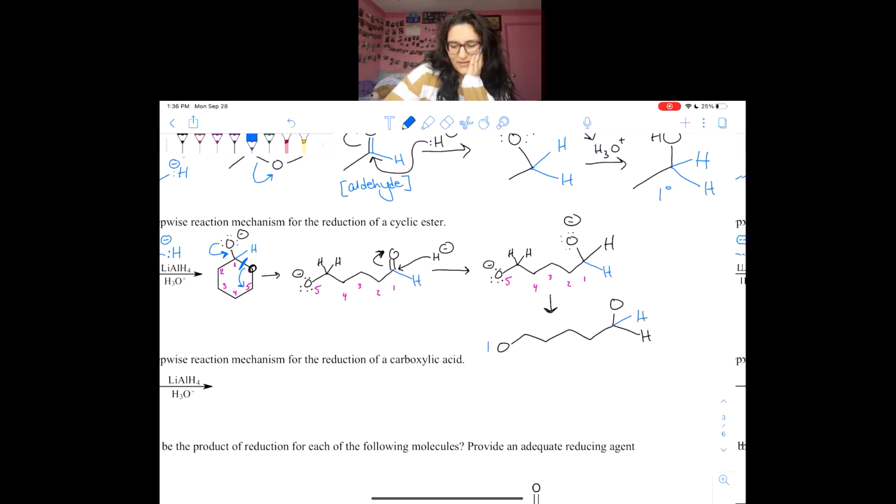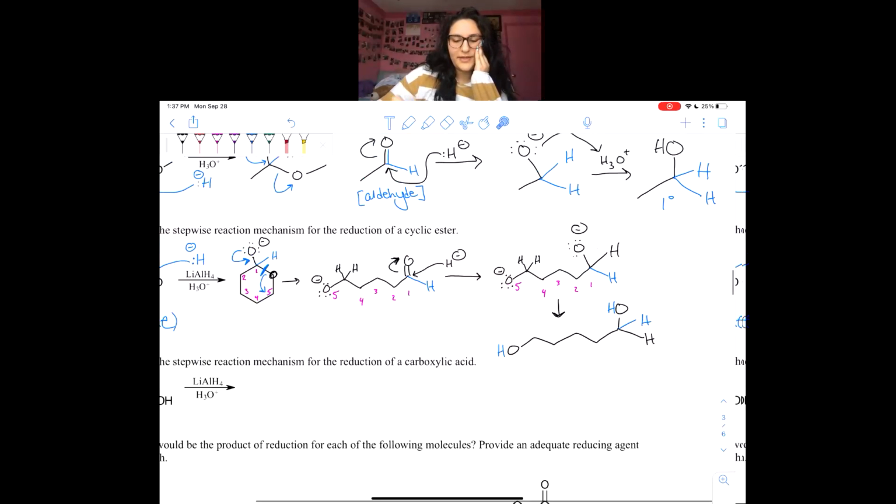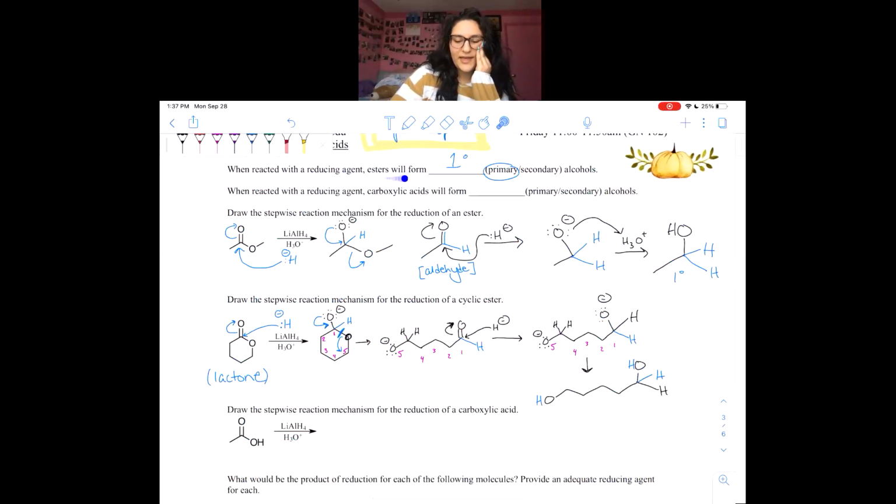Okay. So we protonate twice on both sides, and we make one primary alcohol and one primary alcohol. So what we set up here is still true. If the ester is reduced, it's going to make a primary alcohol.